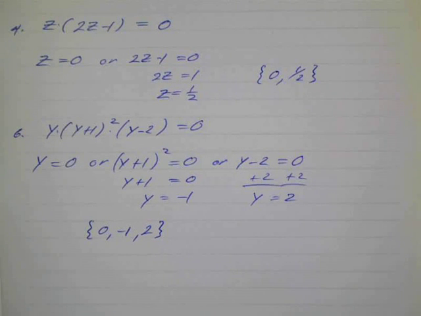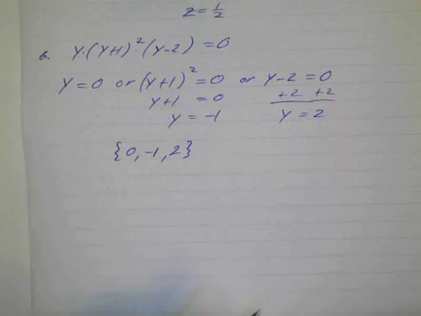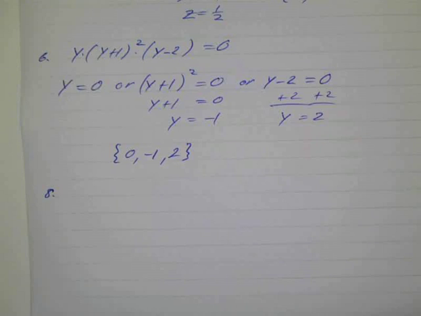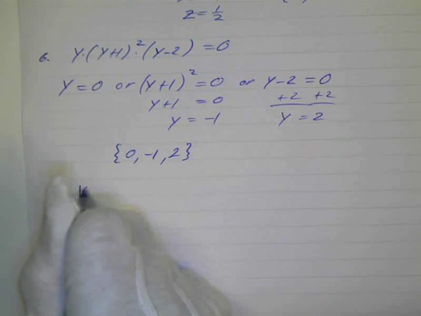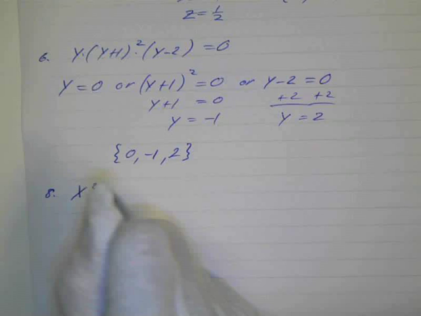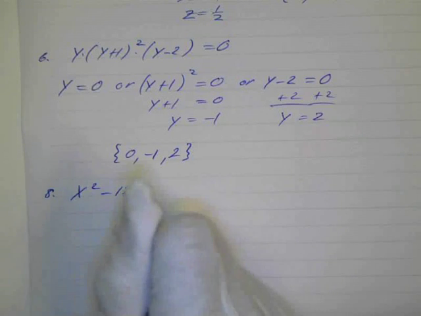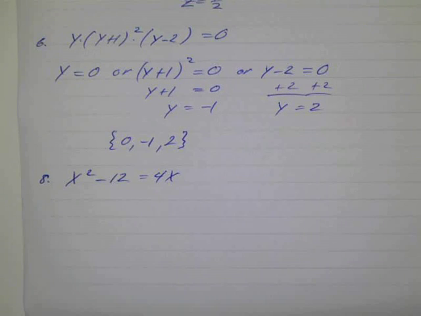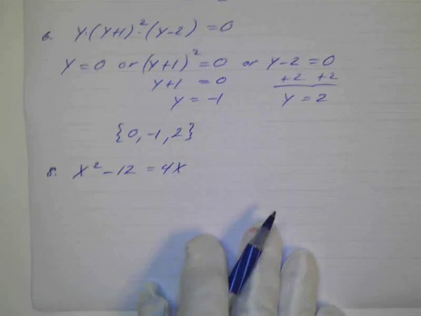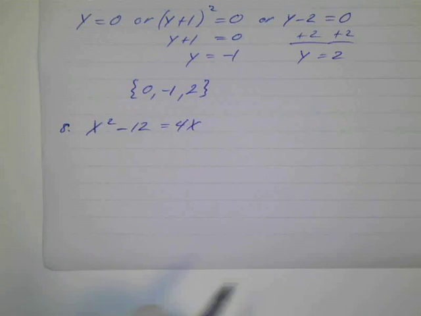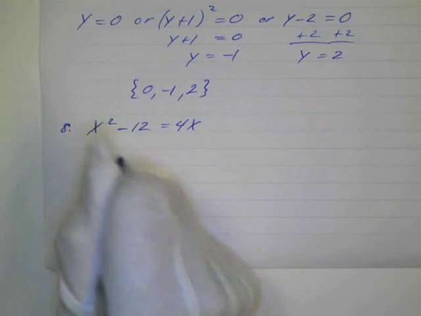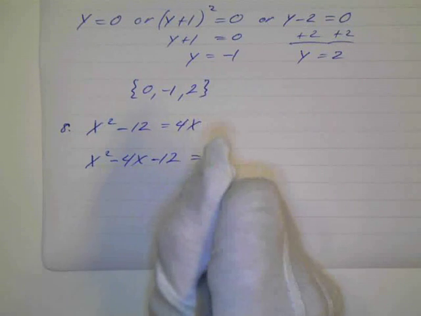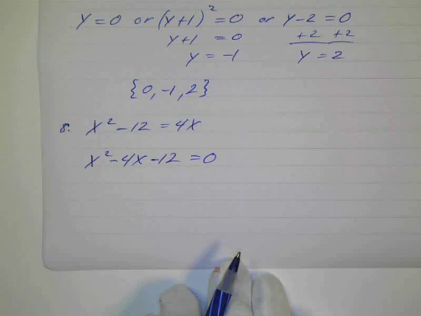All right. Number 8. Now they start to get a little more interesting. x squared minus 12 equals 4x. Now remember, it has to be equal to 0, first of all. So we set it equal to 0 by subtracting 4x from both sides. So I could rewrite this as x squared minus 4x minus 12 equals 0. So that's your first step, set it equal to 0.